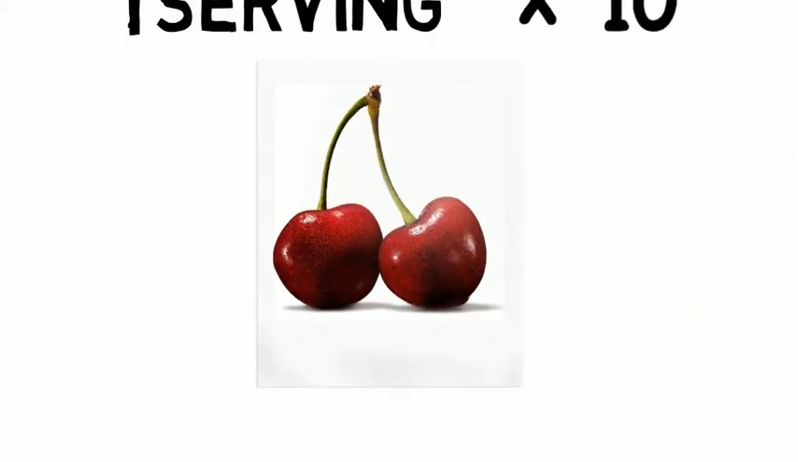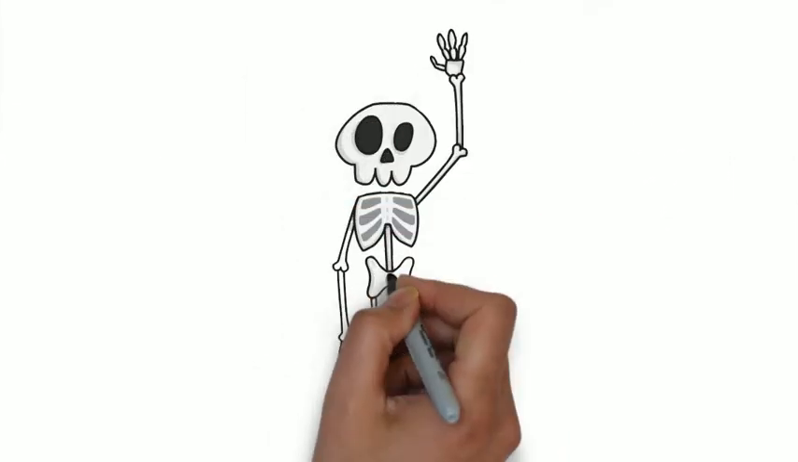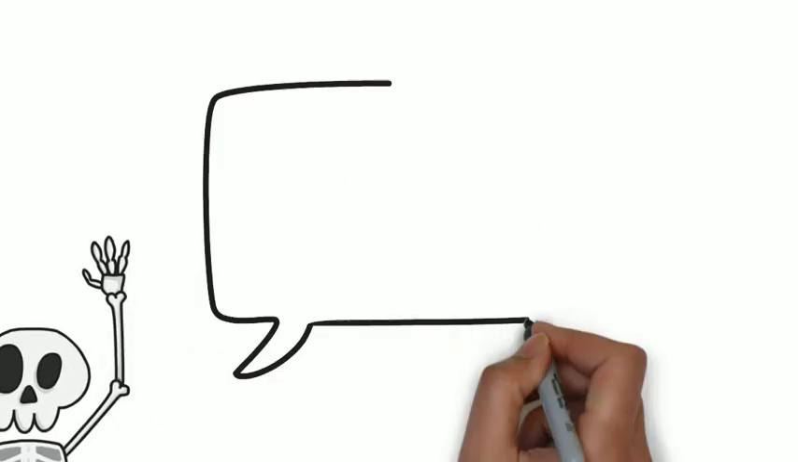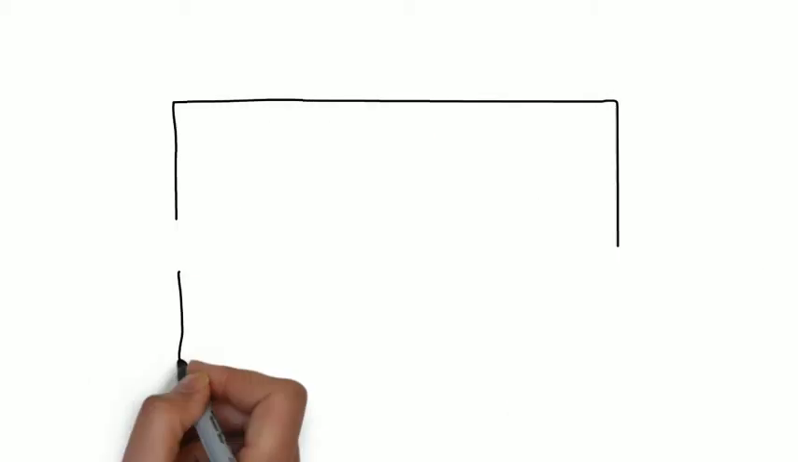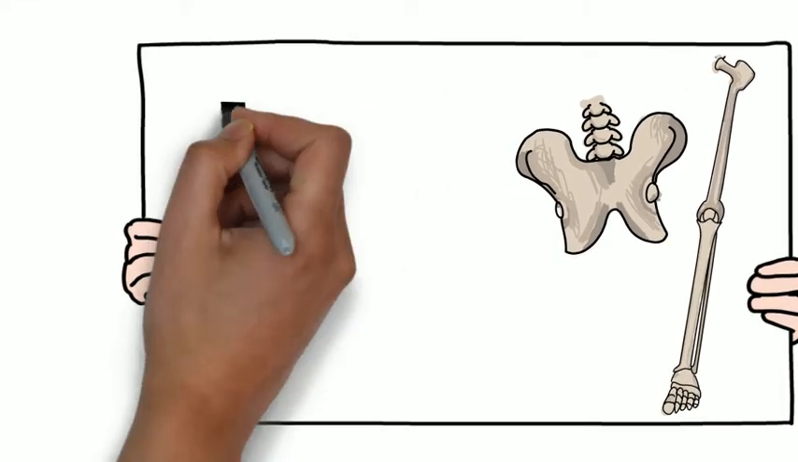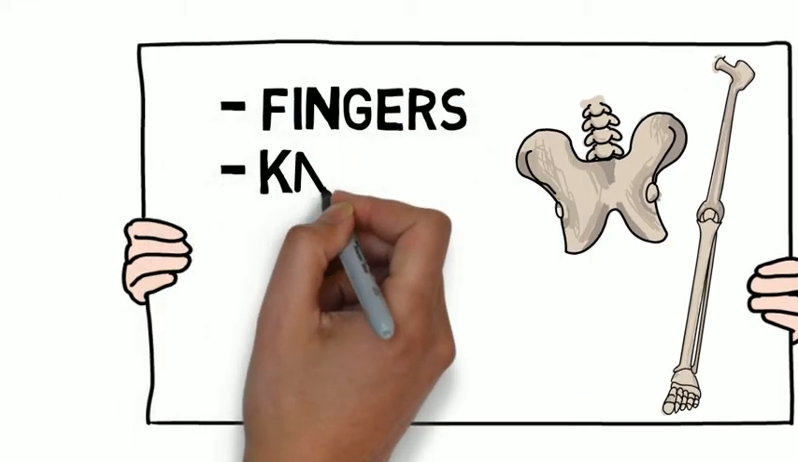Okay, that's enough of gout. Let's move on to osteoarthritis. What is osteoarthritis? Osteoarthritis is the most common form of arthritis, affecting people every day. It can affect any joint in your body. However, it frequently arises in your fingers, knees, hips, lower back, and neck.